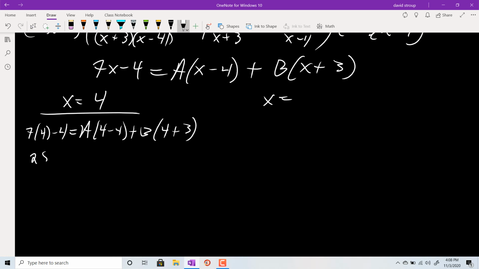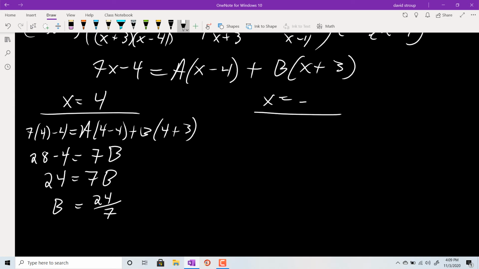Okay, anyways, 28 minus 4 equals a times 0 is 0. B times 7 is 7b. So I'll have 24 apparently equals 7b. And then I can divide both sides by 7. I'm getting a weird fraction here.